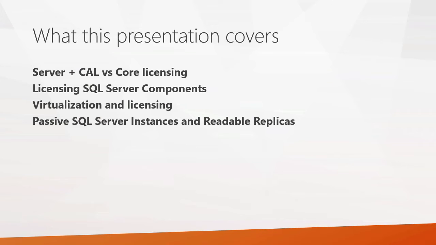Then we're going to talk about virtualization and licensing. Virtualization always throws in a few twists and turns, and we'll see what those are with SQL Server 2014. And then we'll talk a little bit about failover scenarios with AlwaysOn Availability Groups and AlwaysOn failover clustering instances. How do passive SQL Server instances or readable replicas affect what you need to do when you have licensing issues?